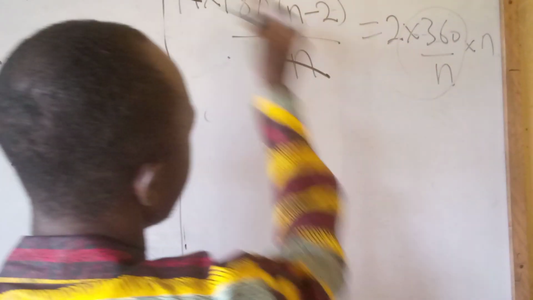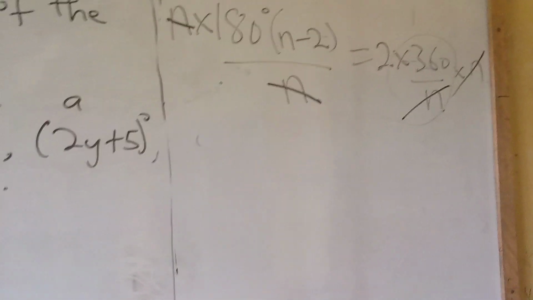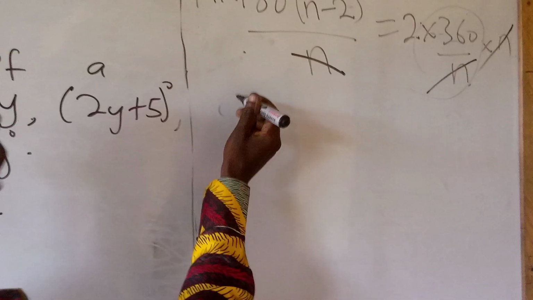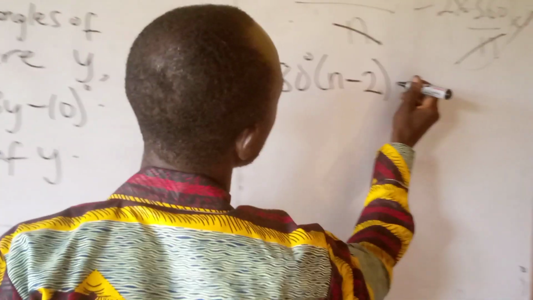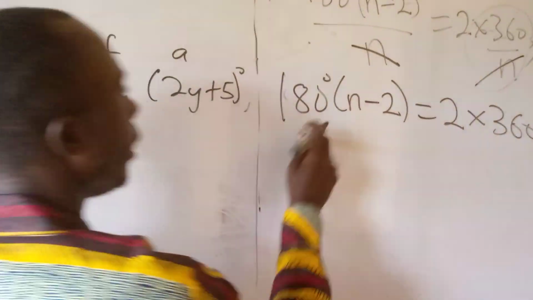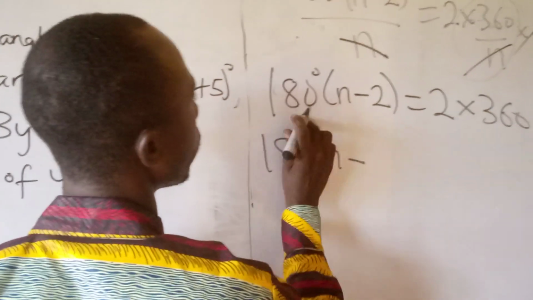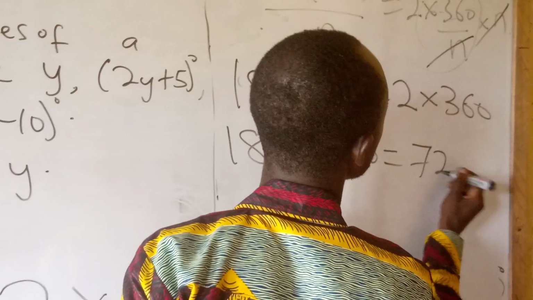N will cancel this, N cancel this. Now we have eliminated the LCM. That's the denominator. So we have 180 n minus 2 equal to 2 by 360. 180 by n, we are getting 180 n minus this by this, 360 equal to 720.